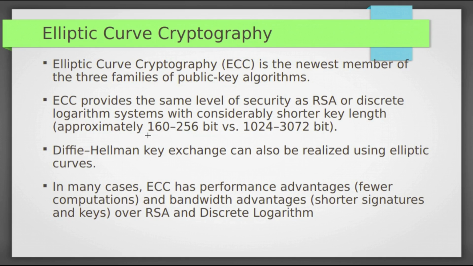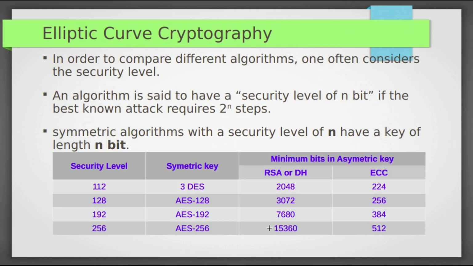Diffie-Hellman key exchange can also be realized using elliptic curves. ECC has performance advantages, meaning it takes fewer computations than RSA and Diffie-Hellman. Here you can see symmetric algorithms with a security level of n have an n-bit key. Key length will be 128.